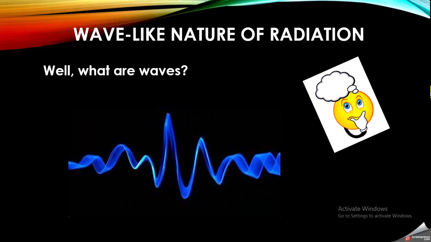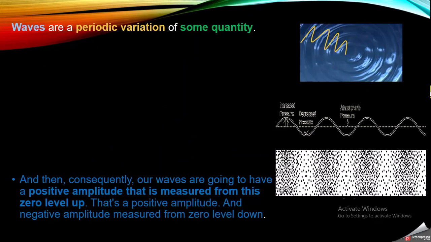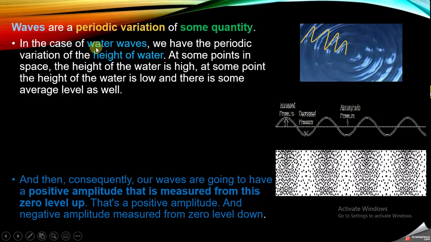To understand the wave-particle duality, let us see what a wave is. In the case of water waves, we have the periodic variation of the height of water. So waves are basically defined as the periodic variation of some quantity. Like in the case of water waves, we see the periodic variation in the height of water. At some points the height of the water is lower, and at other points the height of the water is high. And then there are some average points where the water height is average.